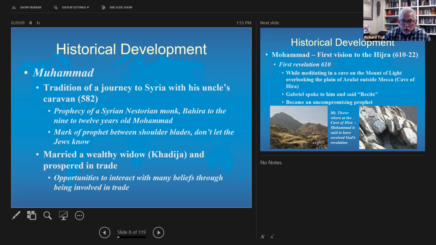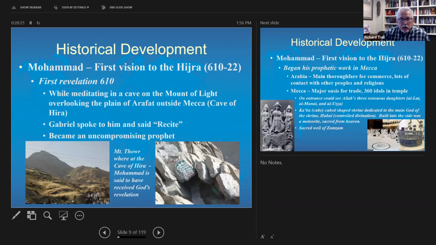So as we see then, Muhammad's background, whether or not he was illiterate, would allow him to listen to various beliefs. And this eventually would lead to his first vision. This section will talk about AD 610 to 622, from the time of his first revelation, the first vision from the angel Gabriel. And this happened while he was meditating on the Mount of Light. This would be Mount Thor.